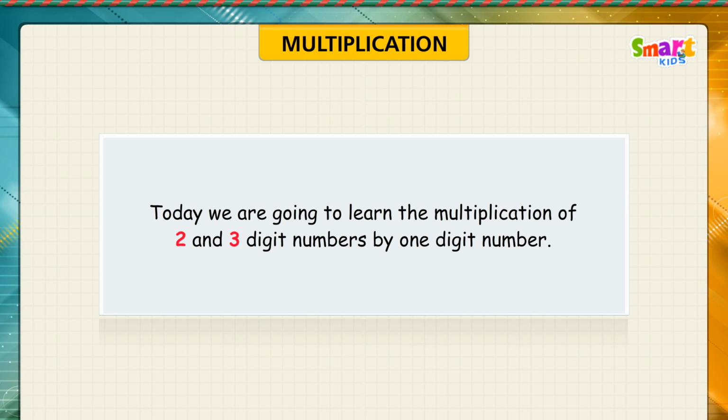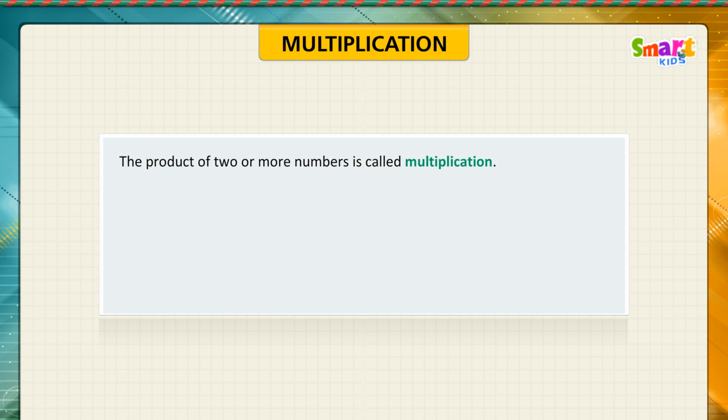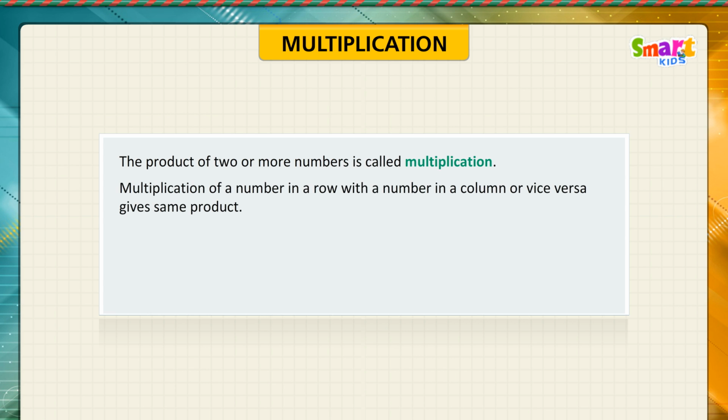Hi kids, today we are going to learn the multiplication of 2 and 3 digit numbers by 1 digit number. The product of 2 or more numbers is called multiplication. Multiplication of a number in a row with a number in a column or vice versa gives the same product.